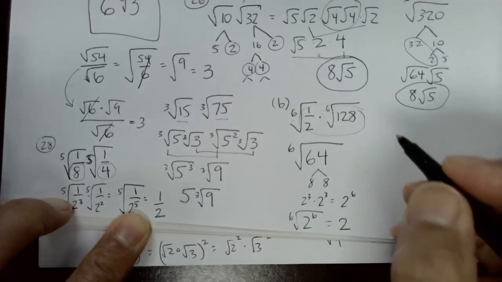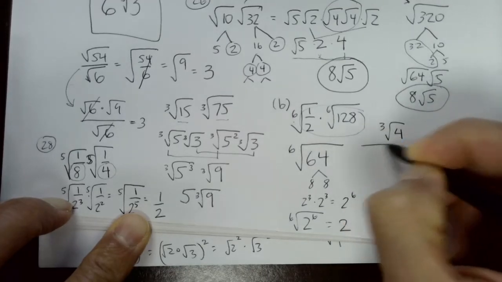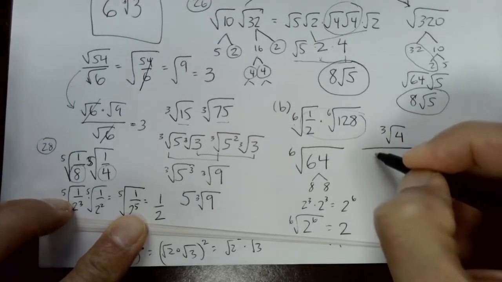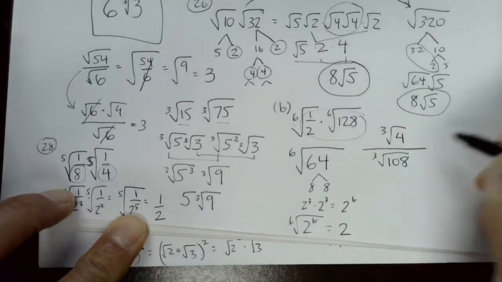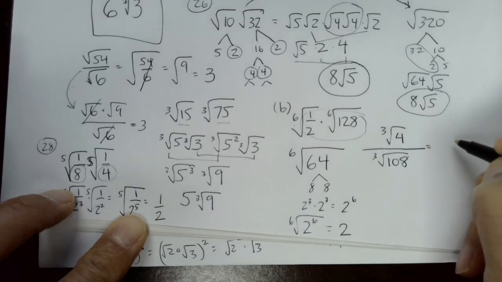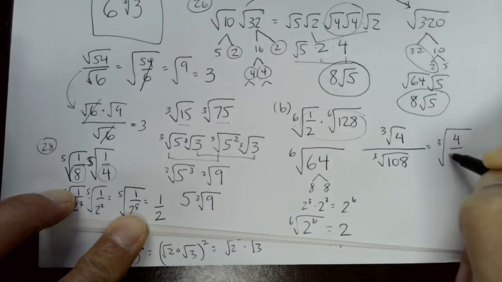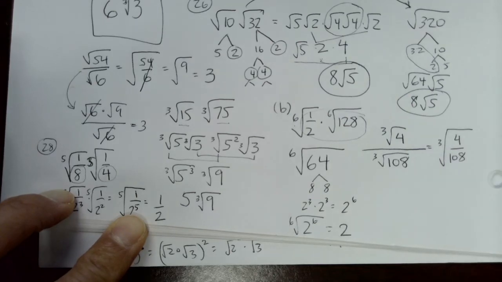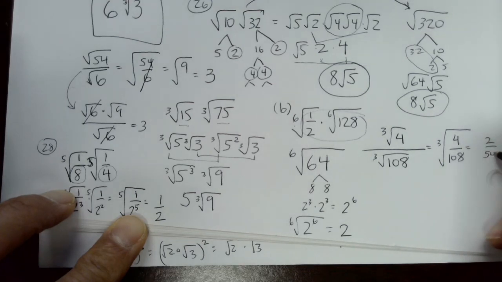And last but not least, part C. I've got the cube root of 4, right, which is not a perfect cube. I've got the cube root of 108. Well, let's see what's going on here. I can write that as a single cube root, 4 over 108. Let's see if this can reduce. This would be the same as 2 over 54.